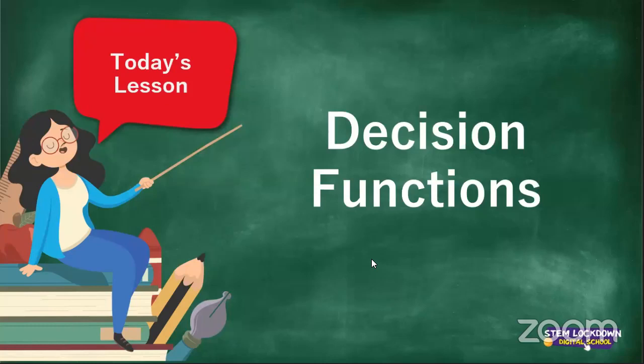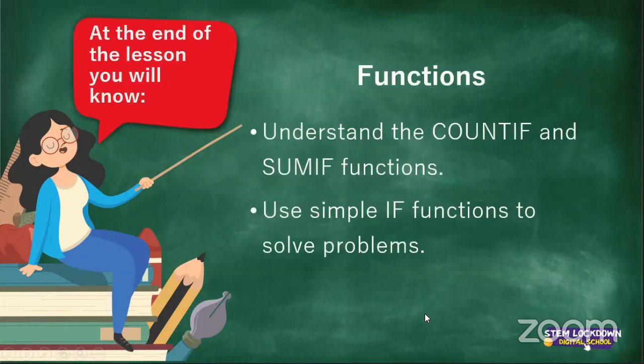First, this is what we need to achieve at the end of the lesson. We need to understand some of the decision functions. Just for today, we're going to concentrate on the COUNTIF, the SUMIF, and the simple IF. Why am I calling it the simple IF? Because as we go deeper into the IF function, you realize there is more to it. For today, we're just going to concentrate on a simple IF function. For tomorrow's lesson, we're going to look deeper. But today, we just need to understand.